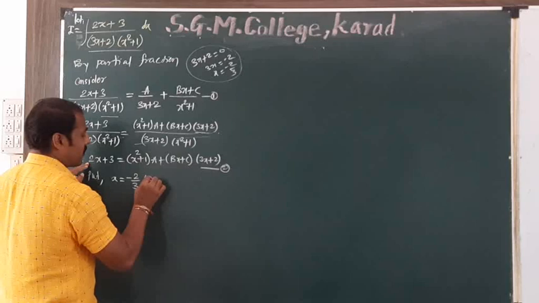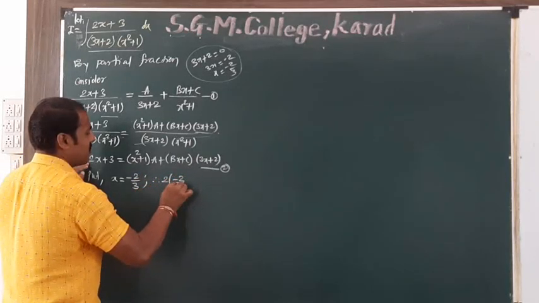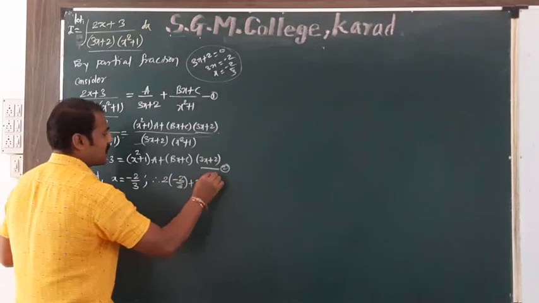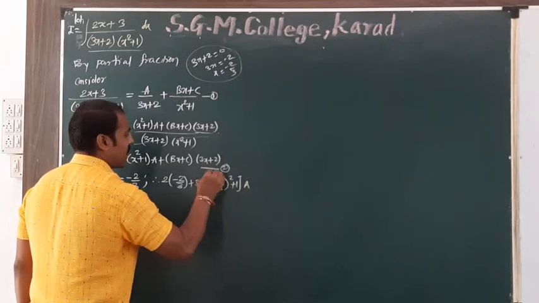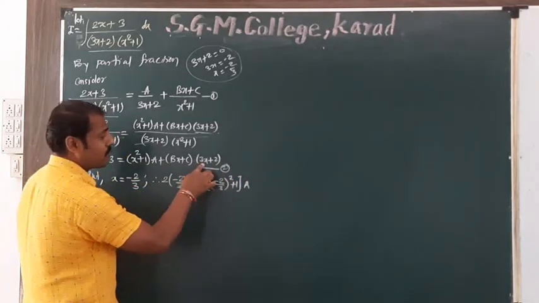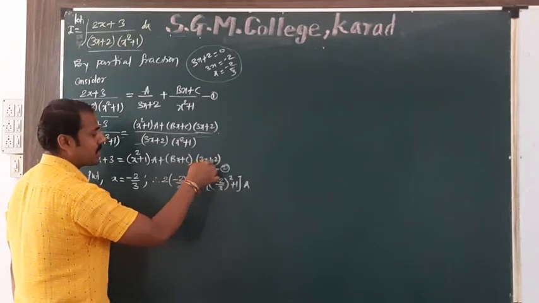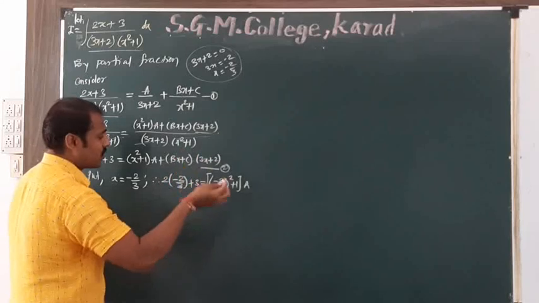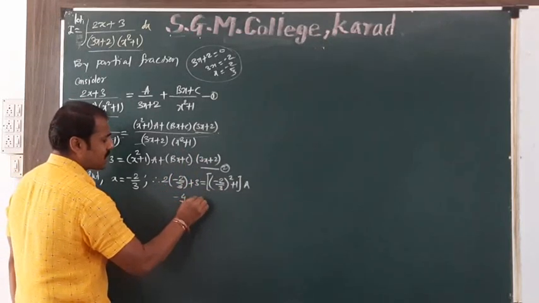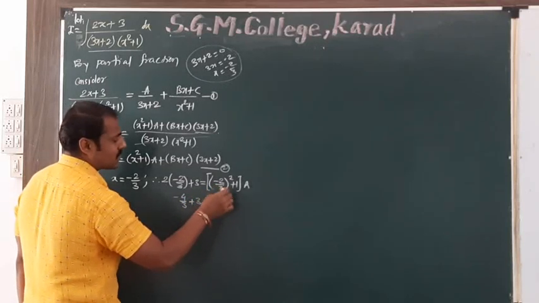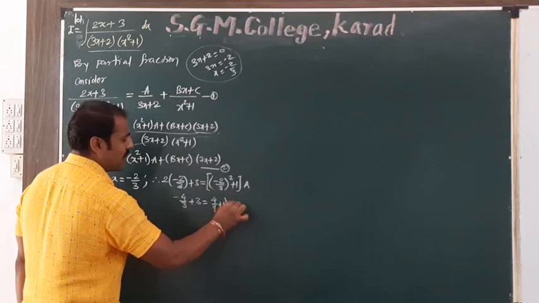So equation 2 becomes 2 into minus 2 divided by 3 plus 3 is equal to minus 2 divided by 3 square plus 1 into a. And here when we put x is equal to minus 2 by 3, the 3 gets cancelled, it's minus 2 plus 2, it becomes 0, then the whole term is 0, so forget about that term. Minus 4 divided by 3 plus 3 is equal to minus 2 divided by 3 square is 4 divided by 9 plus 1 into a.